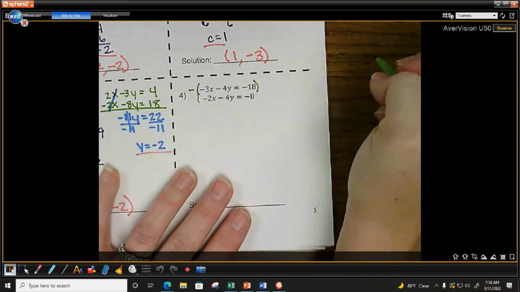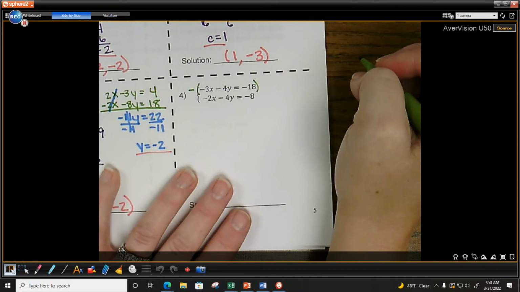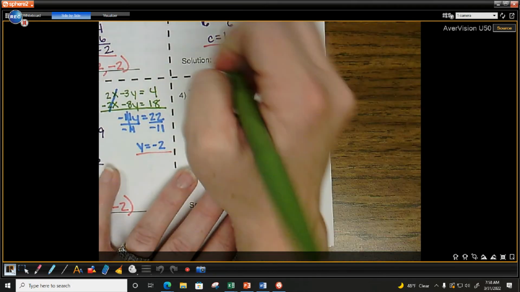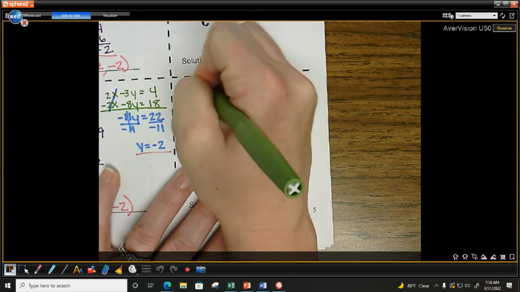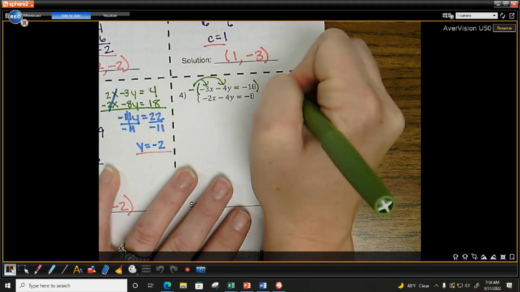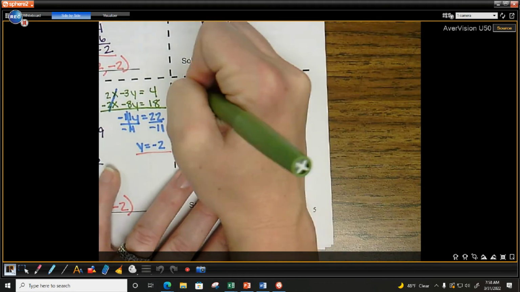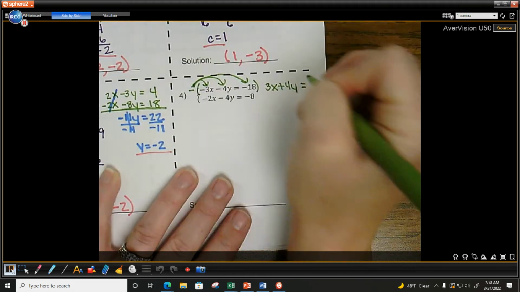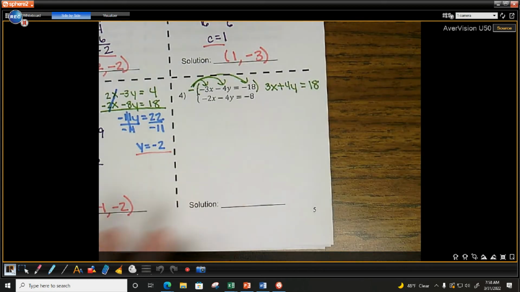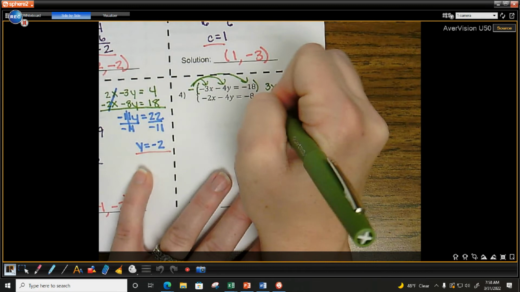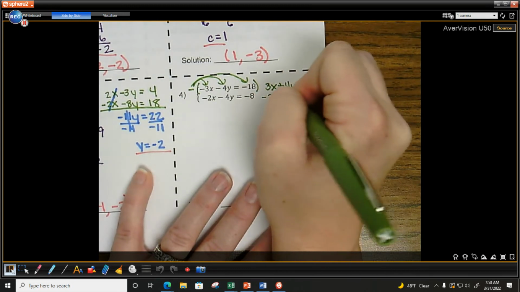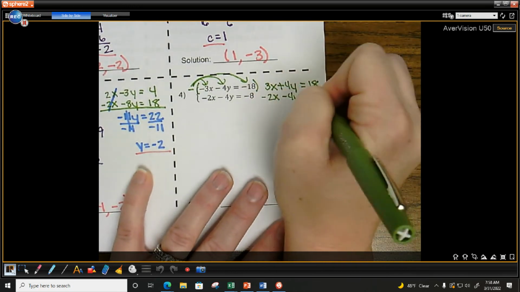Biggest mistake here, guys, is people forget to multiply every term by the negative. So draw your distribution arrows. Like I've been saying all year, when we distribute, draw the distribution arrows. That negative has to go to the right side as well to make that negative 18 positive 18. And then I'm just going to rewrite my bottom equation below it so they are lined up.